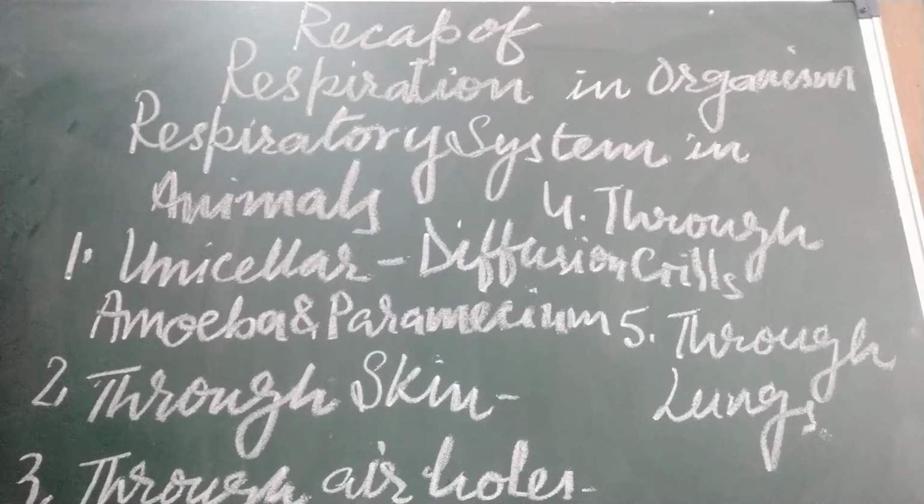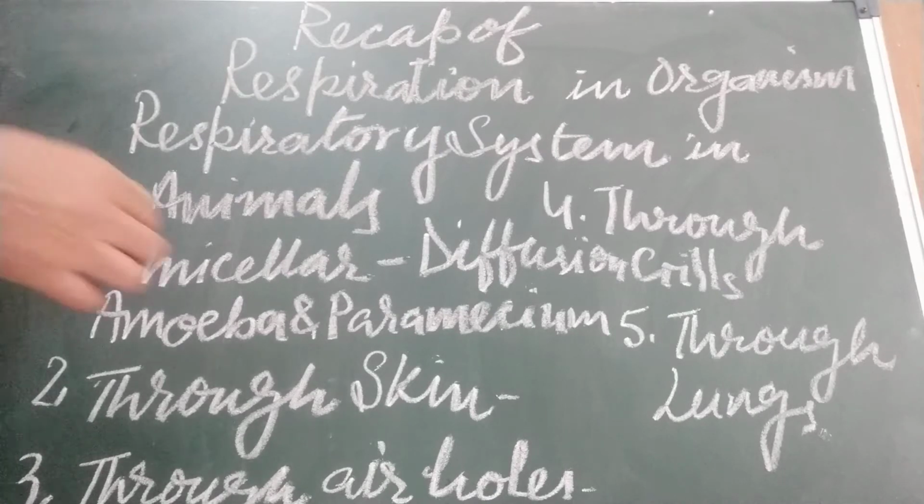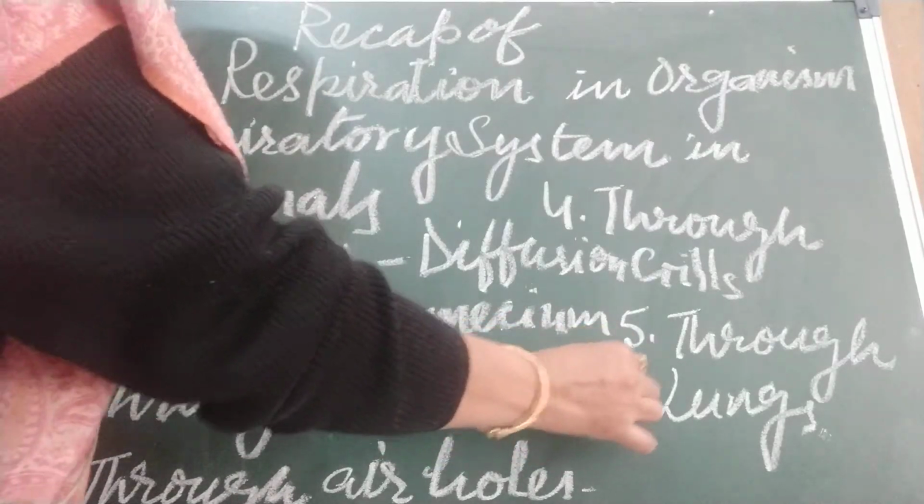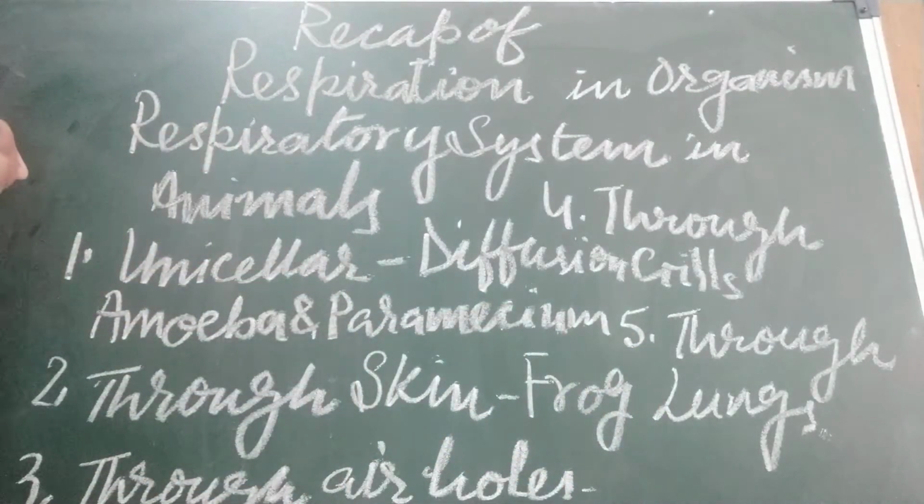Now come to respiration through skin. Some animals like earthworm and amphibians like frog, when they are in water, breathe through their moist skin. Oxygen dissolves directly through the skin into the body, and it is taken up by the cells and utilized by the cell. So the example of respiration through skin is the frog when it is in water, and the earthworm.